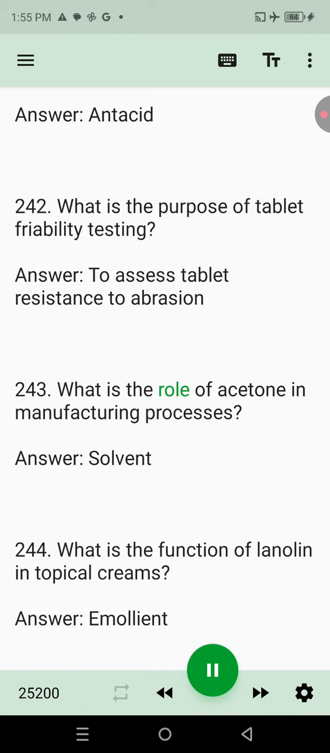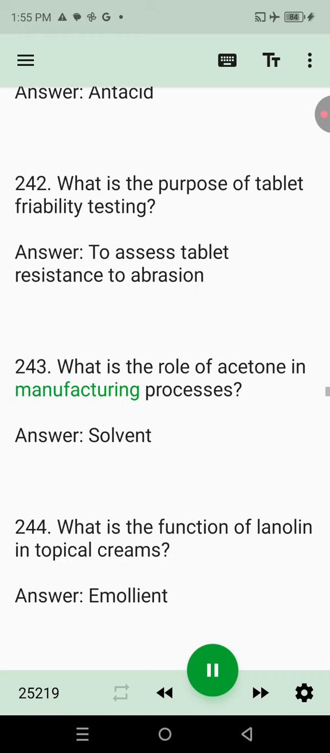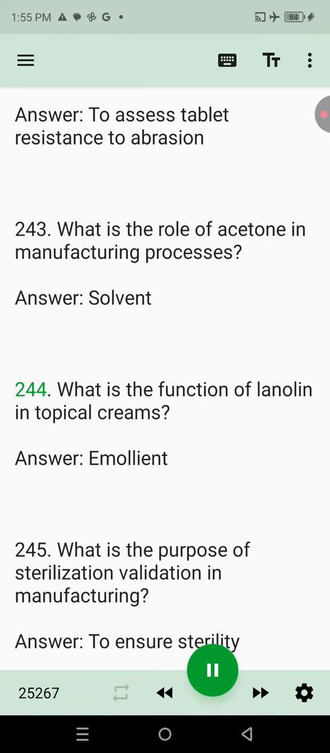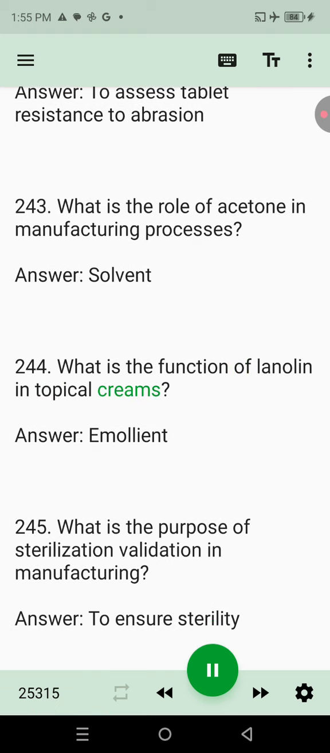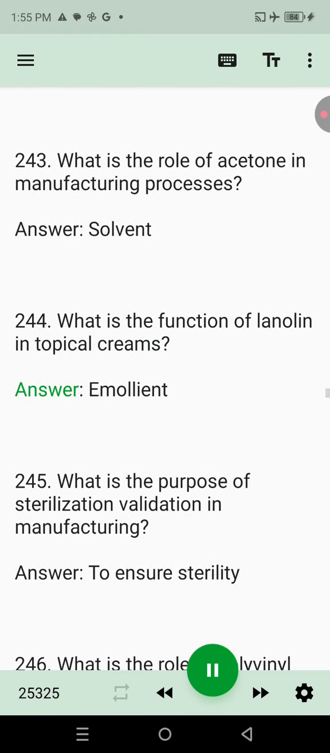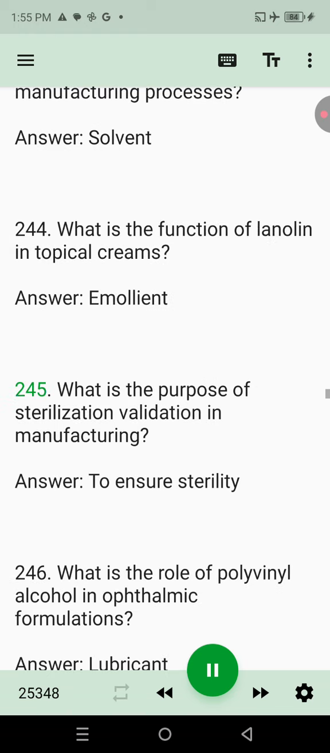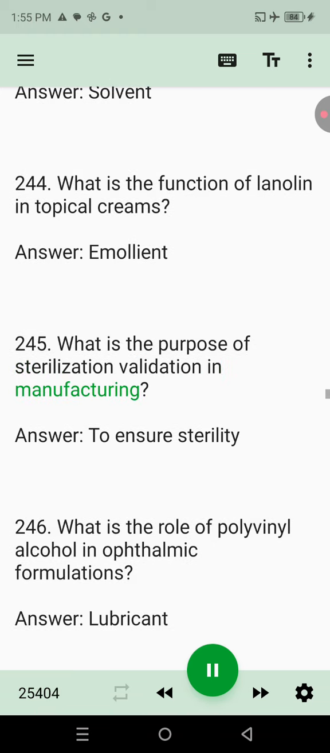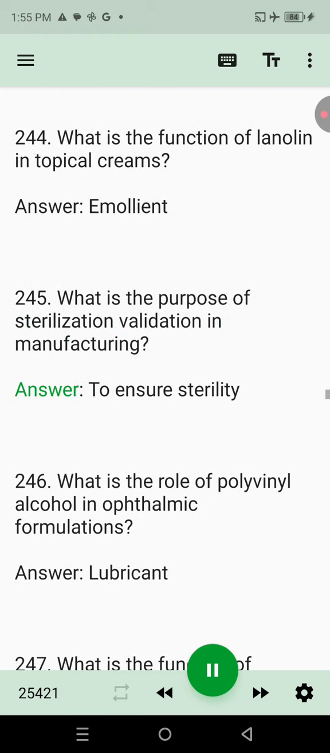243. What is the role of acetone in manufacturing processes? Answer: solvent. 244. What is the function of lanolin in topical creams? Answer: emollient. 245. What is the purpose of sterilization validation in manufacturing? Answer: to ensure sterility.